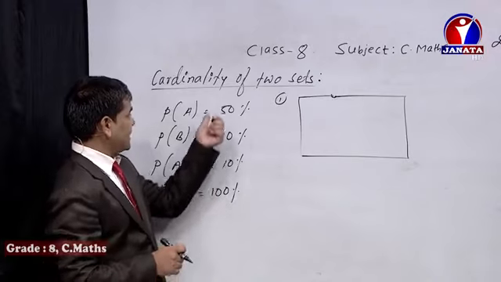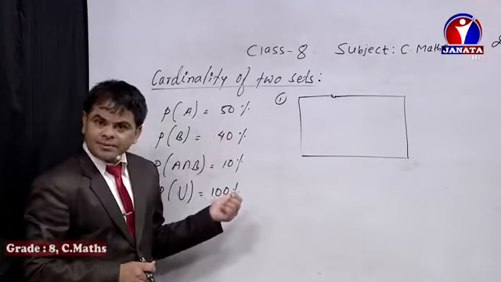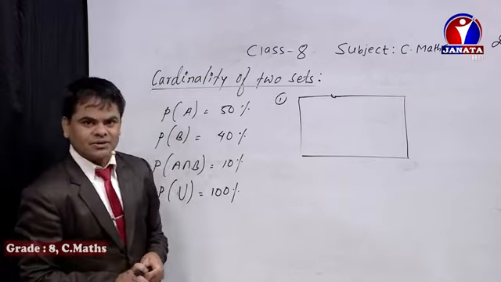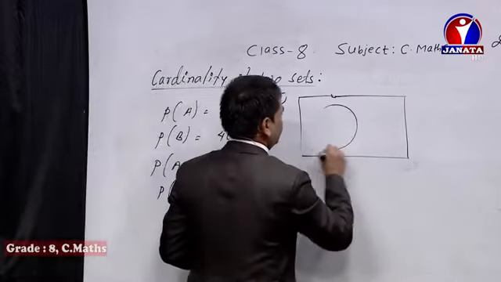So let's prepare. As there are two subsets of the universal set, how many circles should be prepared? Of course, there will be two circles. So let's prepare the two circles.